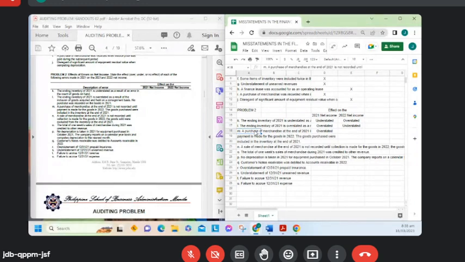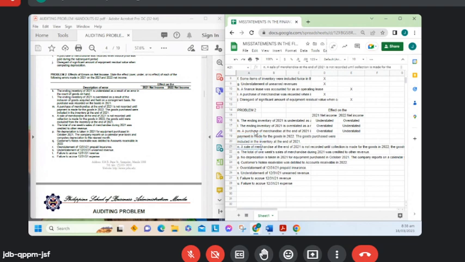Yeah, it was recorded in 2022. So if the purchases was recorded in 2022, then that will result to an overstatement in purchases in 2022, resulting to an overstatement in cost of sales. So as a result, if the cost of sales is overstated, then that will result to understated net income.